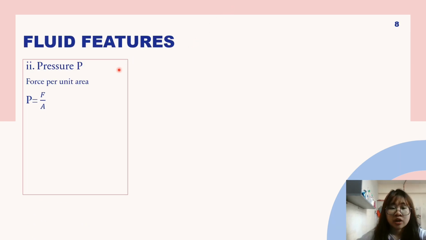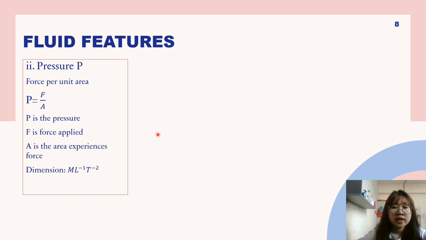Secondly is pressure. Pressure is the force per unit area, which can be represented by P equals F over A. P is the pressure, F is the force, A is the area experiencing the force. So the dimension will be M for mass, L for length, T for time: M L^-1 T^-2. SI unit will be Newton per m squared.